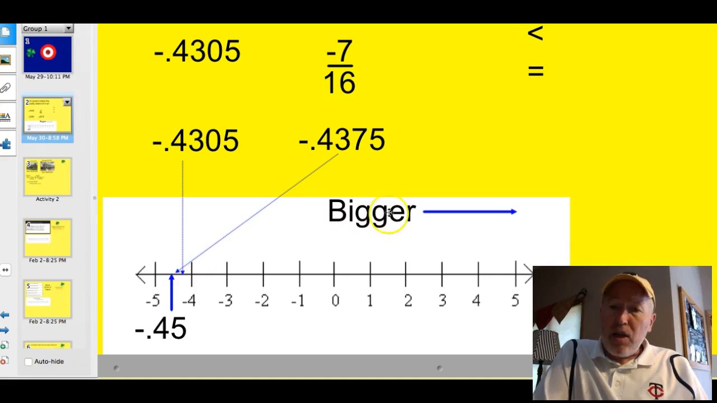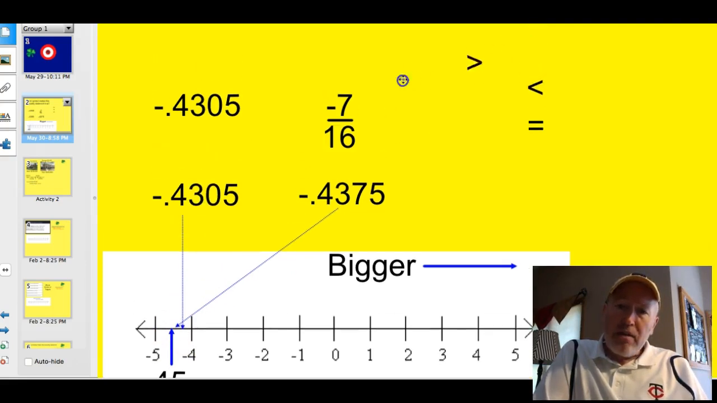Keep in mind, the closer you are to 0 in this negative section, the larger you are. Just in general, the farther to the right, the larger you are. So this one here is actually larger than this one. Negative 43.05 is greater than negative 7/16. We can look at it this way too. Negative 43.05 is greater than negative 43.75.